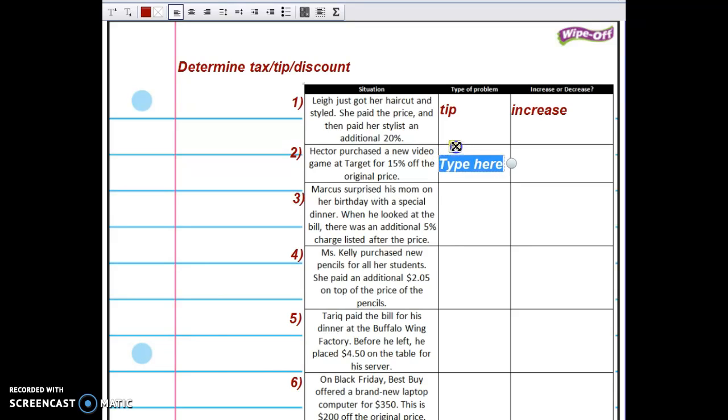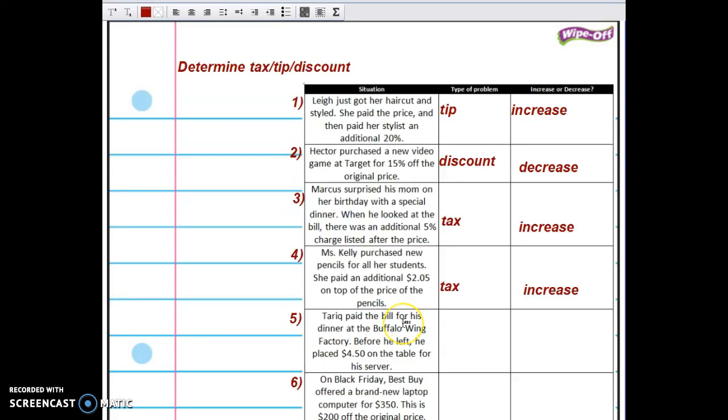Okay, number 2, Hector purchased a new video game at Target for 15% off the original price. That's a discount, and that would decrease the price. Marcus surprised his mom on her birthday with a special dinner. When he looked at the bill, there was an additional 5% charge listed after the price. Okay, that's tax. That would increase. Miss Kelly purchased new pencils for all of her students. She paid an additional $2.05 on top of the price of the pencils. That's tax. Increase.